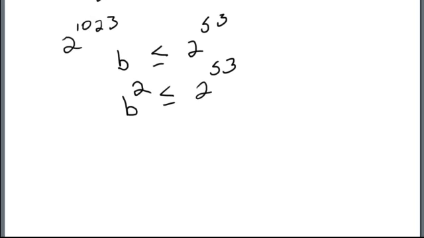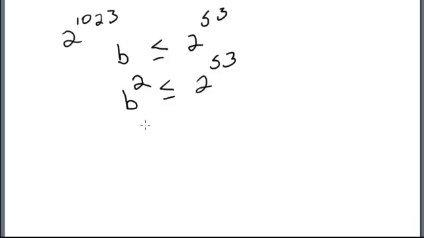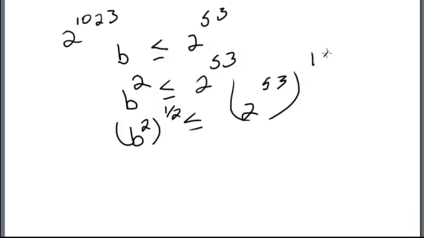Because if not, when we start doing our multiplication, it is going to cause us to lose accuracy. So that's a further restriction. If we take the square root of both sides, 1/2 less than or equal to 2 to the 53 to the 1/2, that's going to be equal to b, which has to be less than or equal to 2 to the 26.5.